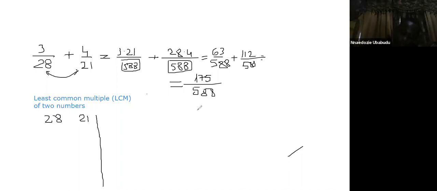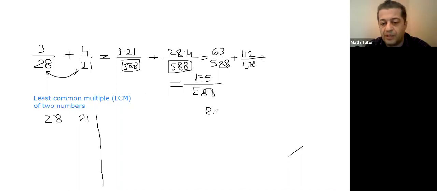Prime numbers. For example, 2 is a prime number because 2 can be divided only by 1 and by 2. 3 is a prime number because 3 can be divided only by 1 and 3. But 4 is not a prime number because 4 can be divided by 1 and by 4, but it can also be divided by 2 as well. So a prime number is only a number that can be divided by 1 and by itself.